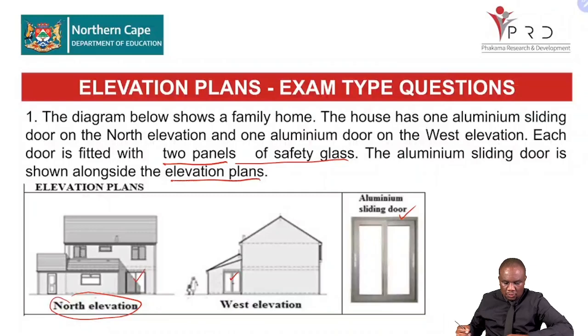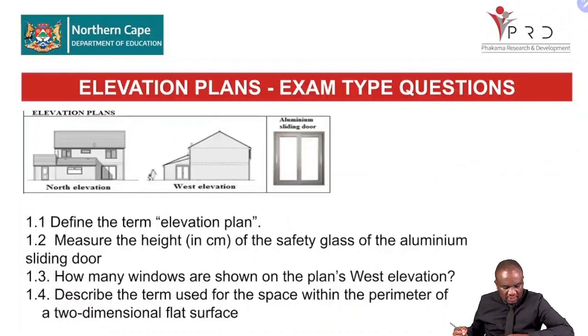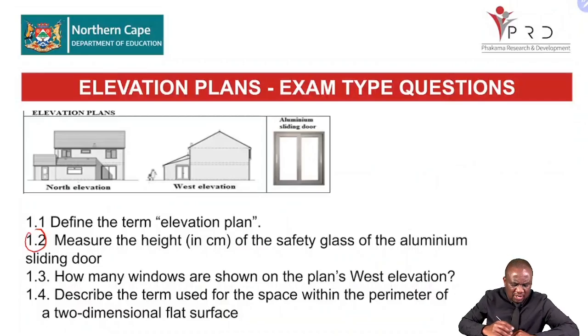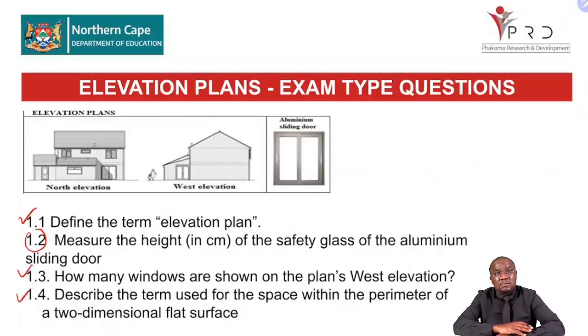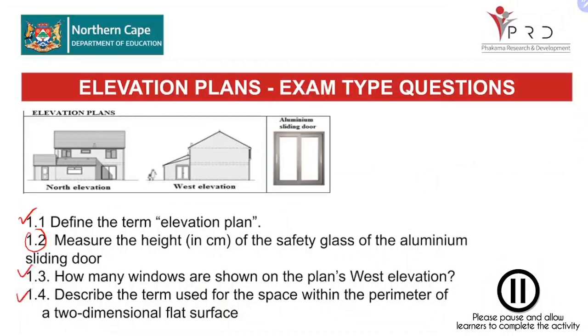Now we want to go to the questions. Let's go to the questions. Define the term elevation plan. Measure the height in centimeters of the safety glass of the aluminum sliding door. I'll do this part because now to measure there on the board may be a problem. How many windows are shown on the plan's west elevation? Describe the term used for the space within the perimeter of the 2-dimensional plate surface. Right. Let's try to answer these 3 questions. This one, and this one. Let's try to do this in 4 minutes.